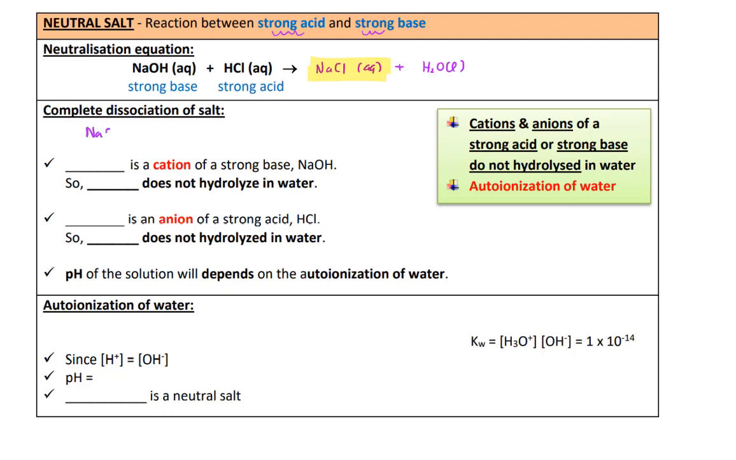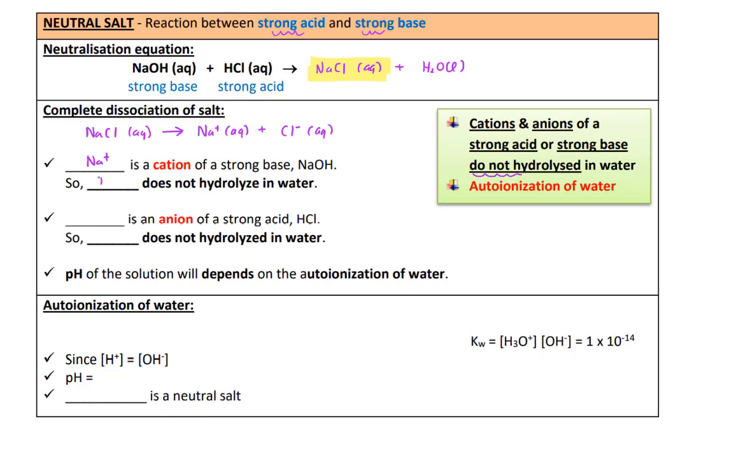So we are using NaCl aqueous. Remember that dissociation is complete, so a single arrow. And you will get Na+ aqueous ion and Cl- aqueous ion. Why are we writing aqueous? Because now it is in solution. In this solution, we have Na+, the cation, and Cl-, the anion. The Na+ is a cation from the strong base NaOH. So remember that a strong acid and strong base will produce a cation and anion that will not be hydrolyzed in water.